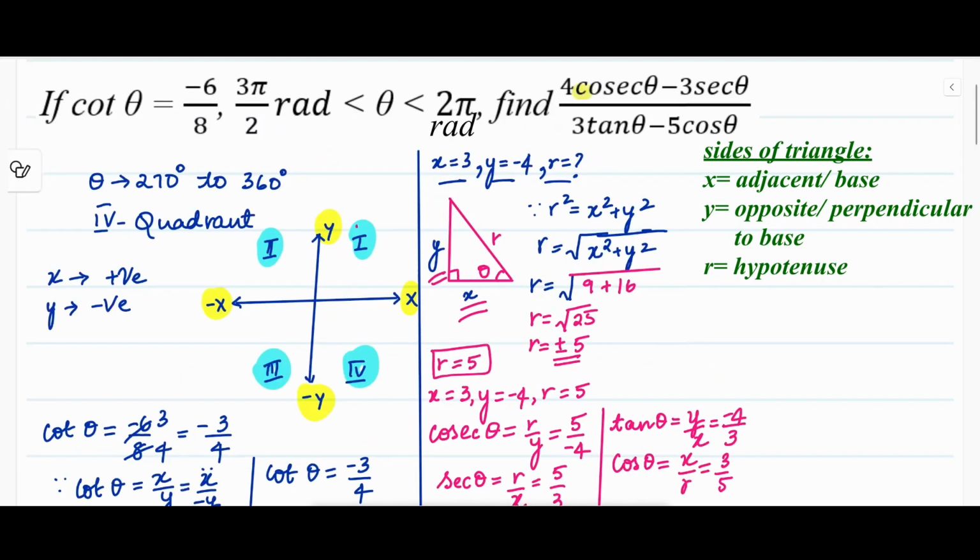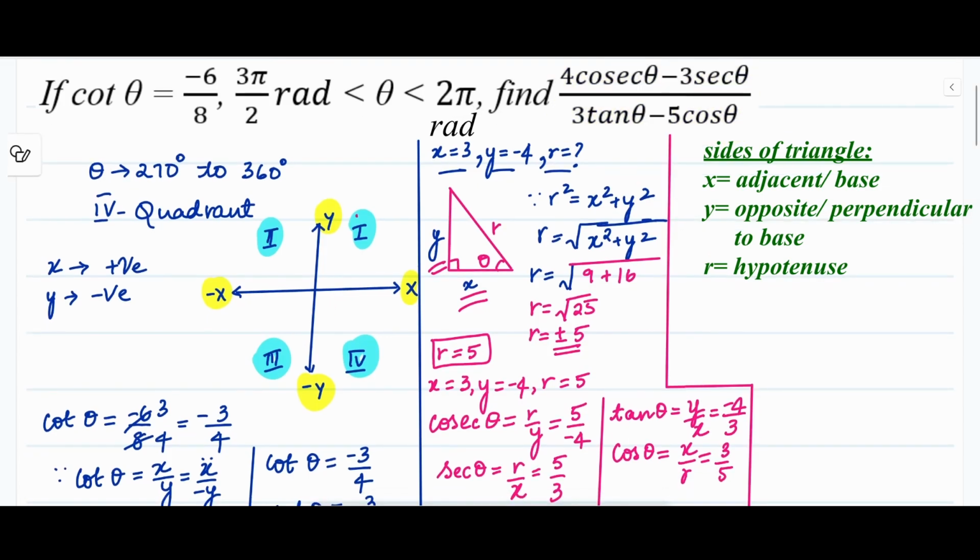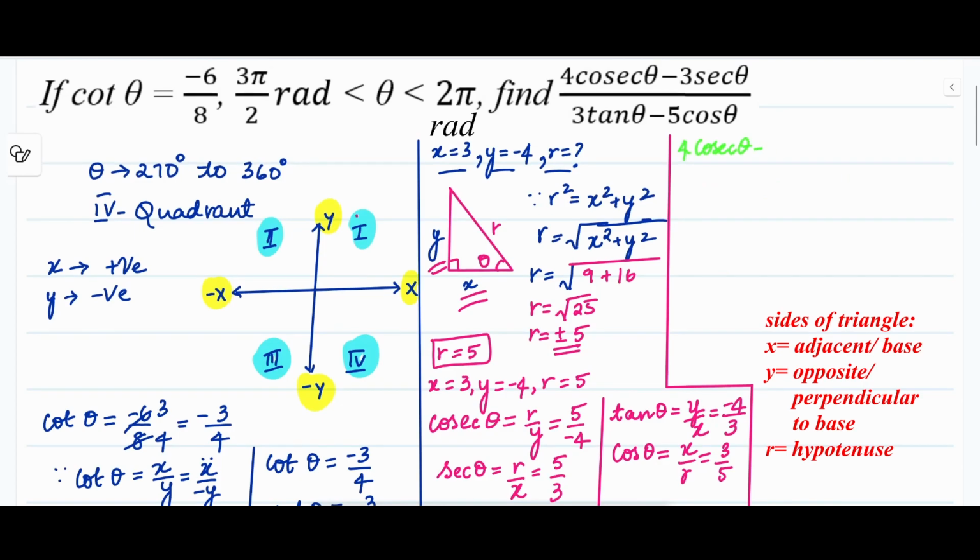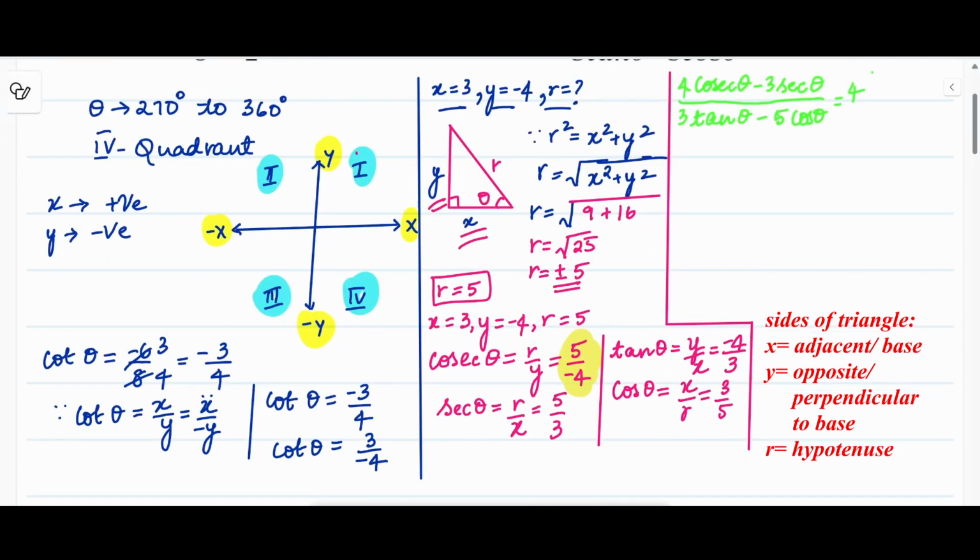Now we have all the values of cosecant theta, secant theta, tangent theta, and cosine theta, which we can substitute in this equation and find the value of the given equation. The given equation is 4 cosecant theta minus 3 secant theta divided by 3 tangent theta minus 5 cosine theta. This will be equal to 4 into cosecant theta. The value of cosecant theta is 5 by minus 4. So we will get 4 into 5 by minus 4 minus 3 secant theta. So minus 3 into secant theta. Secant theta's value is 5 by 3.